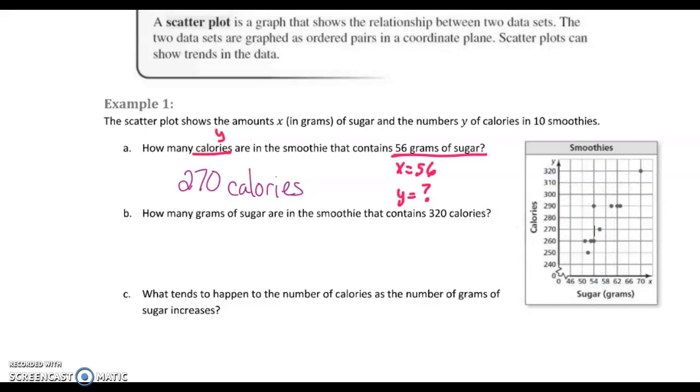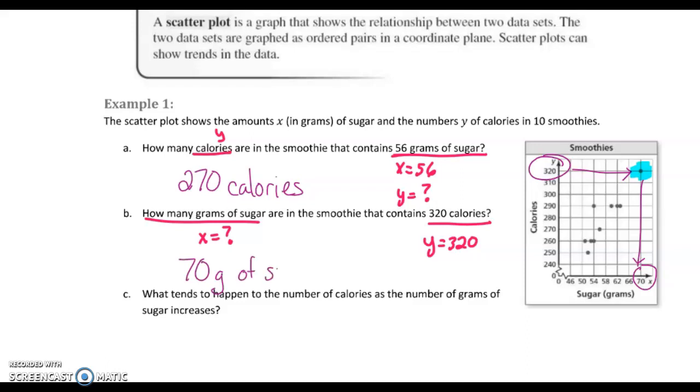Okay, we're just working on reading a scatter plot. Let's try another. This says, how many grams of sugar are in a smoothie that contains 320 calories? It's asking for sugar, so that means we don't know X. Remember, calories is Y, so we're going to find a point that has a Y value of 320. Right here is 320, this point right here. If we want to know how much sugar it has, we look at its X value. So go down here, and it has 70 grams of sugar.